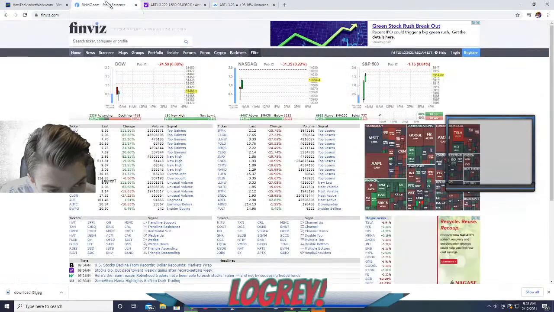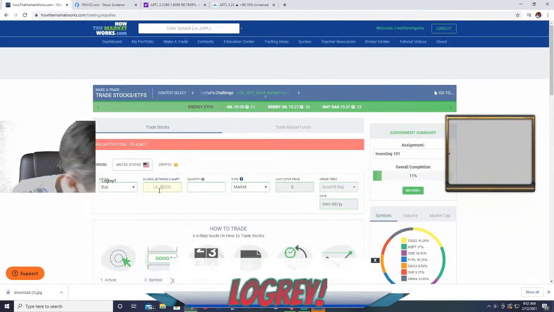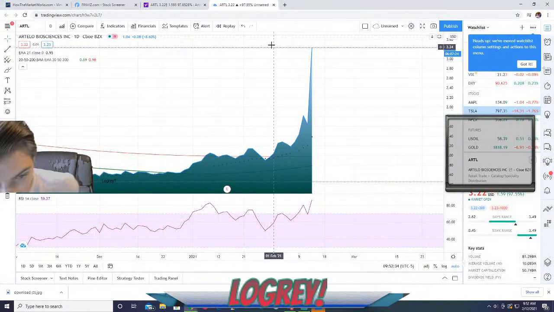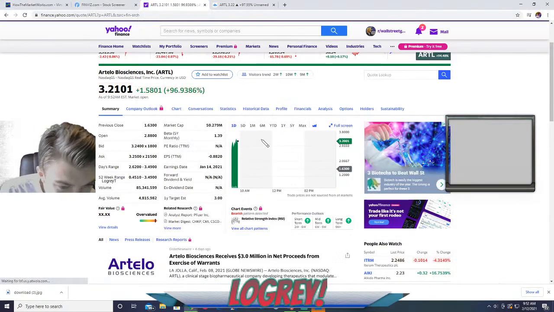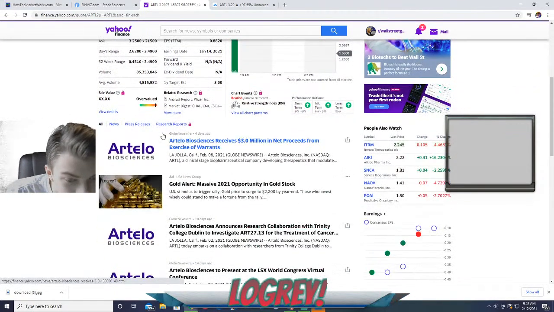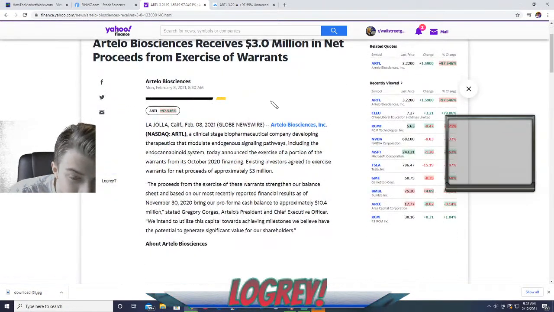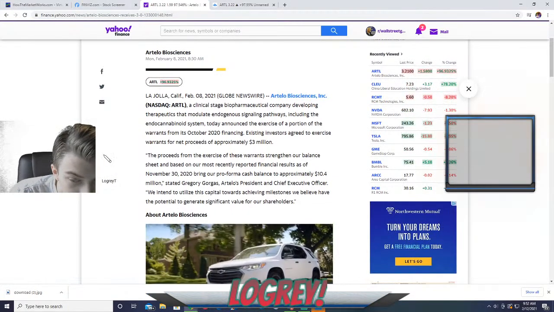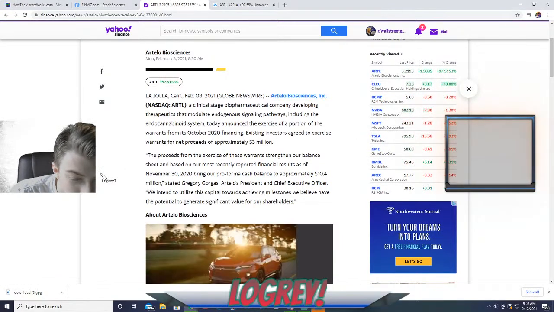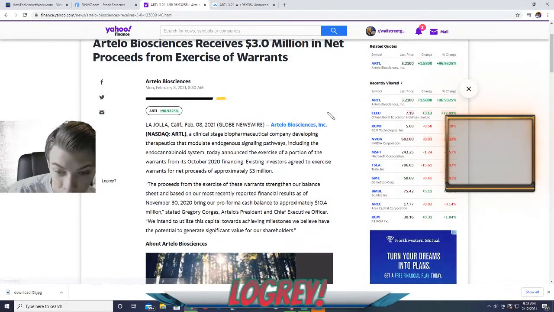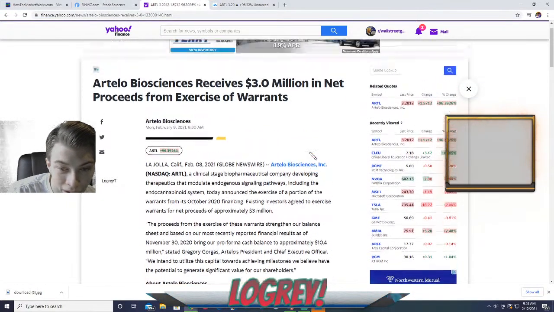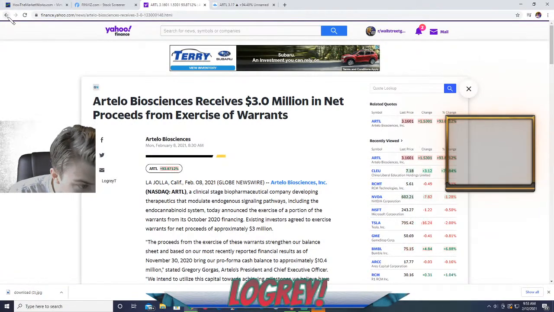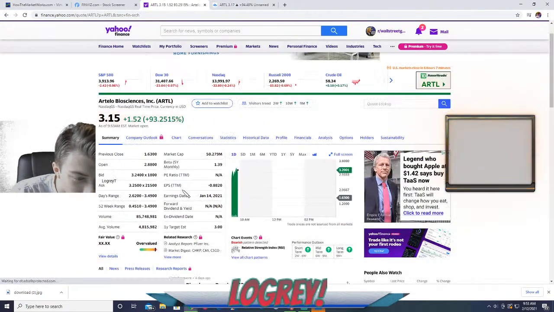Can you do that? Let's see, ARTL. Does it work? Okay, sweet. Let's see if this is going to go. This is continuing to go up. I don't know what makes this so good. You can read some news about it. Developing therapeutics. And wow, this is just continuing to go up. So I'm probably not going to invest in it right now. This is definitely way overbought. I don't know why it went so high up.